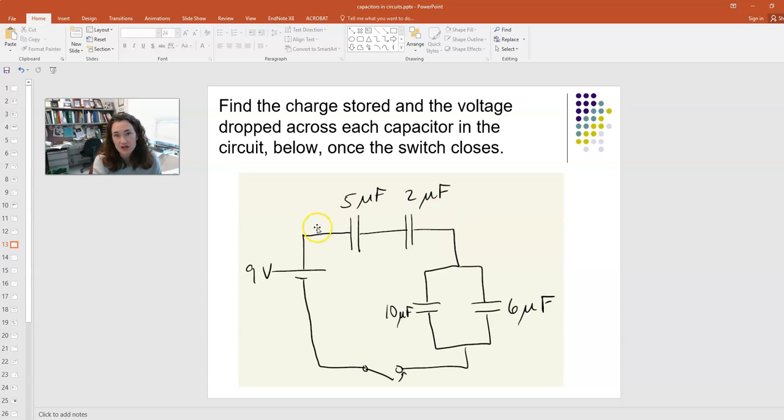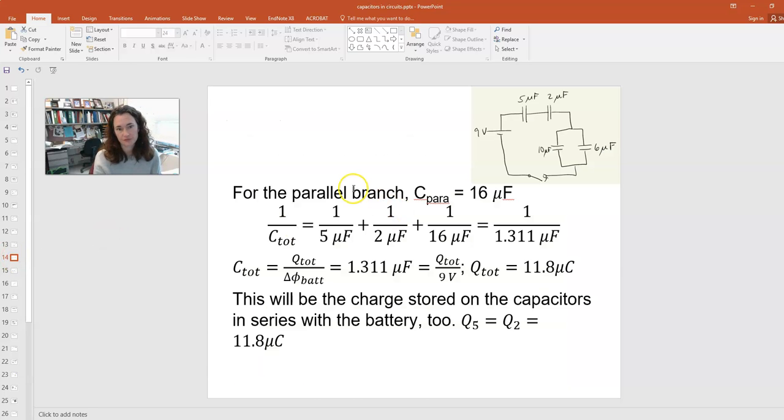Once you do that, you can find the charge, right? Using the charge, you can find the voltage dropped across each capacitor that's in series. Using the voltage drop for any capacitor in series, you can then find the voltage drop across the parallel branch. Once you find the voltage drop, you can use that to find the charge. So that's kind of the strategy for any one of these problems, all right? So let's go through this process for this problem.